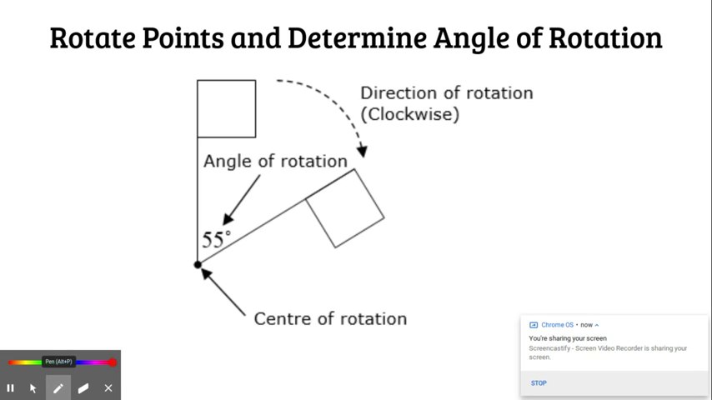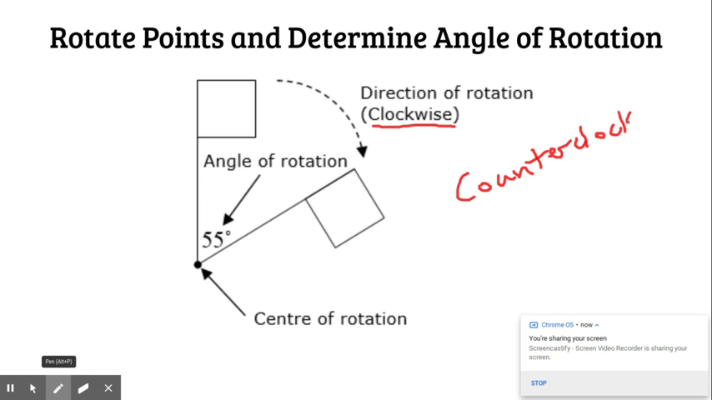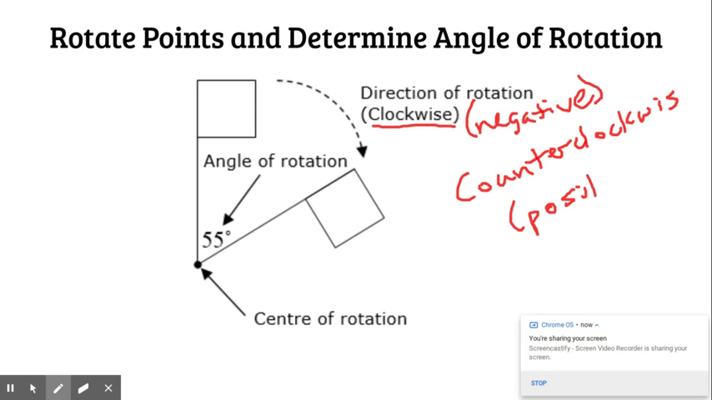There's two different directions of rotation. There's clockwise and then there's counterclockwise. Well, remember that clockwise is always negative and counterclockwise is always positive. Those are just rules that you have to memorize. So when you're determining the angle of rotation, you have to determine two things. You have to determine the size of it, the measure of the angle, and you have to determine the direction.